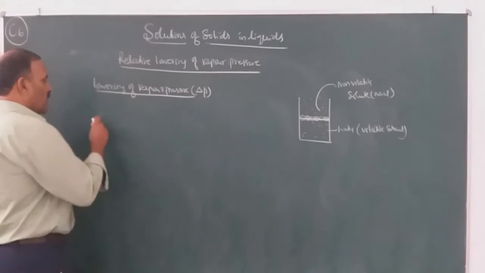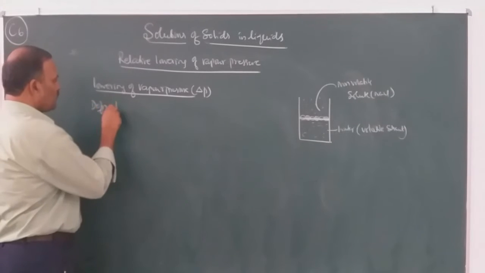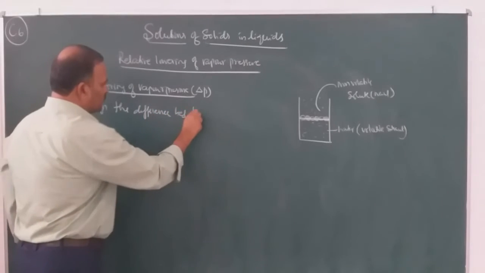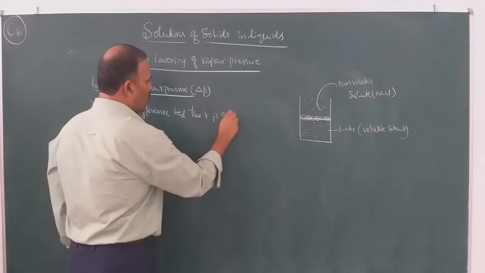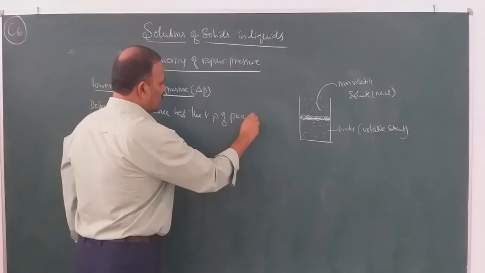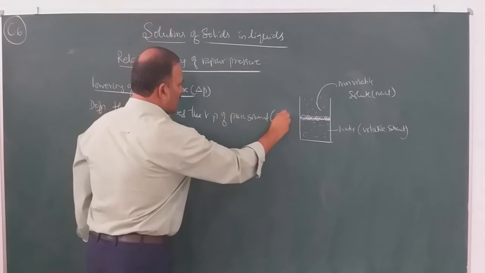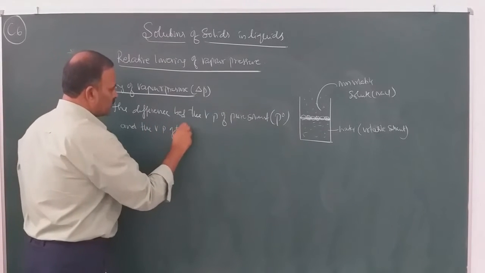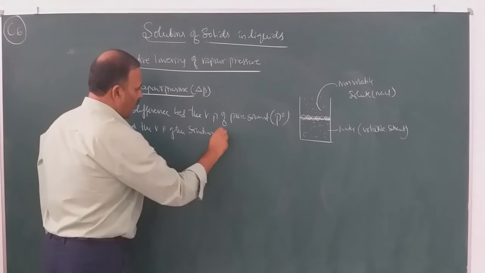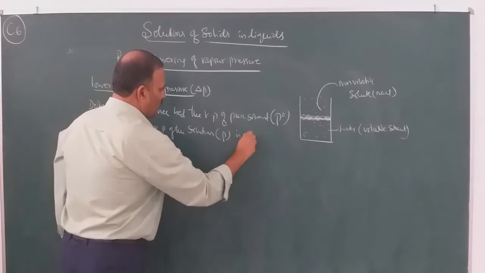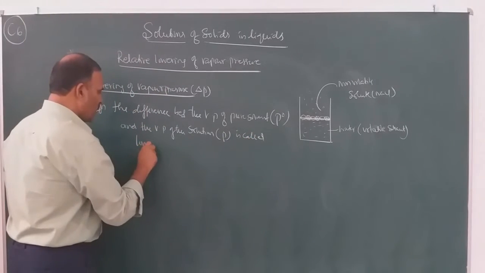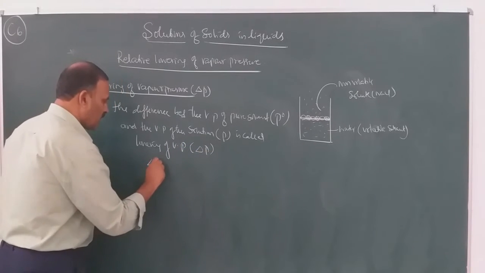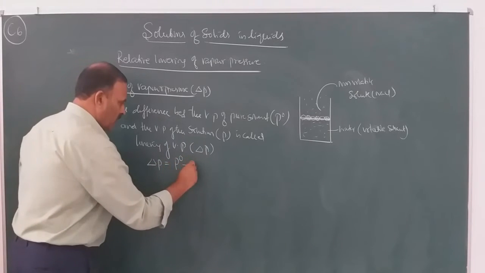So what is lowering of vapor pressure? Definition: the difference between the vapor pressure of the pure solvent, designated as P naught, and the vapor pressure of the solution, P, is called lowering of vapor pressure, that is delta P. Now what is delta P? Delta P is equal to P naught minus P.